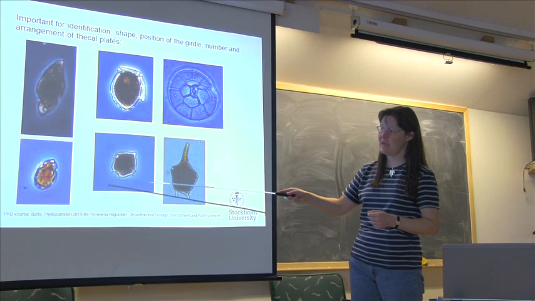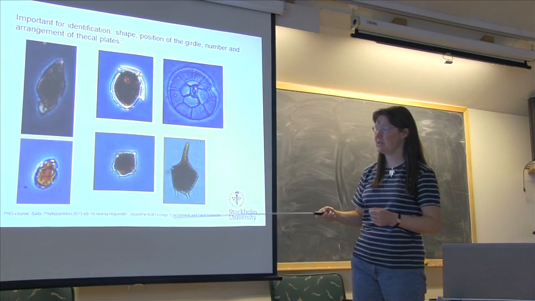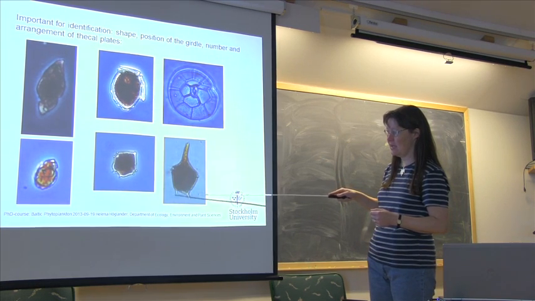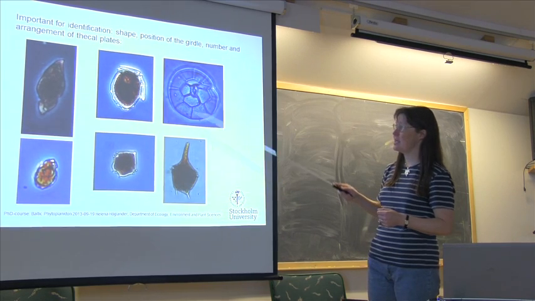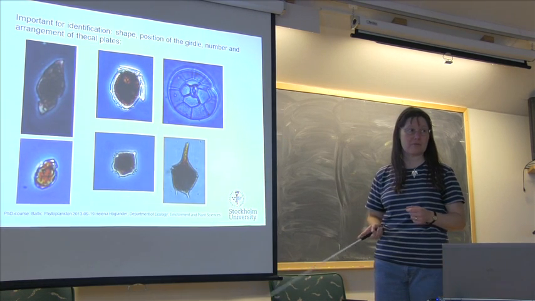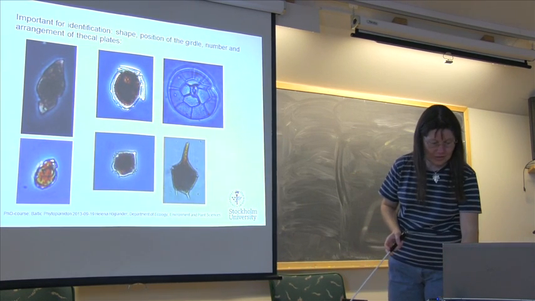And it can have spines that can be used for identification, and it can also have some horns and these kinds of spines. And also, of course, the thecal plate structure is important for their identification.